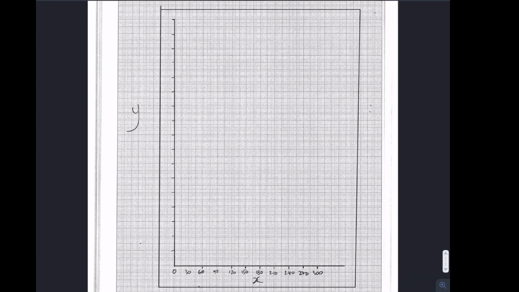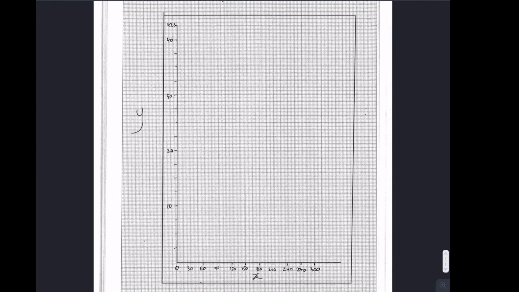So I will say that if that is 10, and then therefore that is 20, that has to be 30, that would have to be 40, and this right here would be 42.5, wouldn't it? Yep. So that should be fine. So that's what I'm going to do.